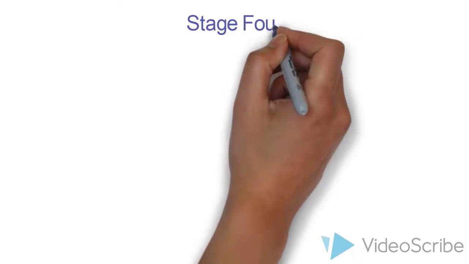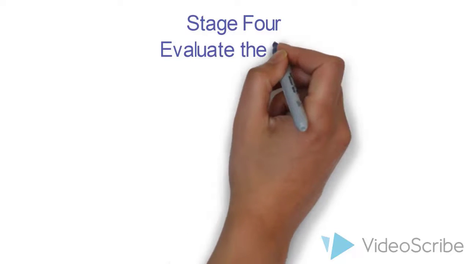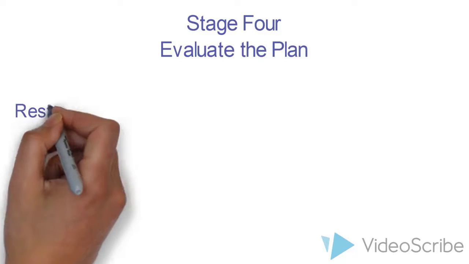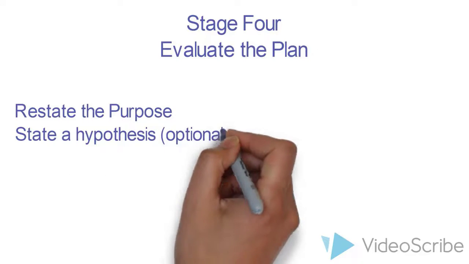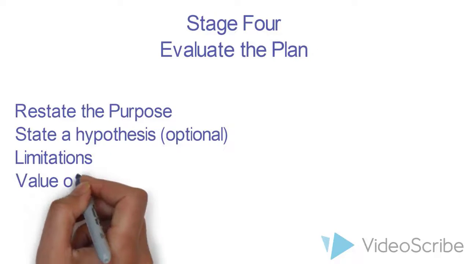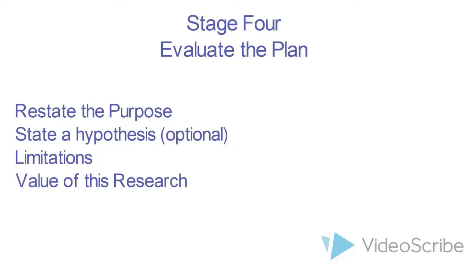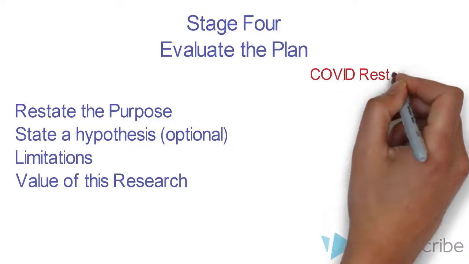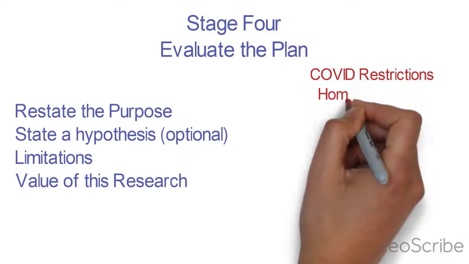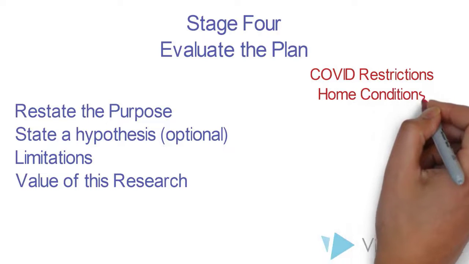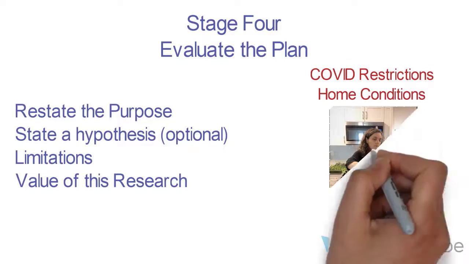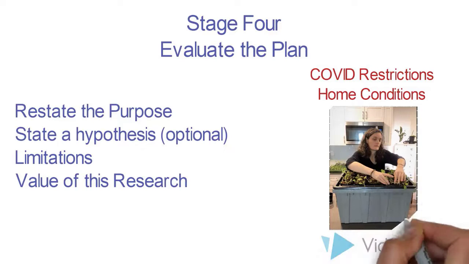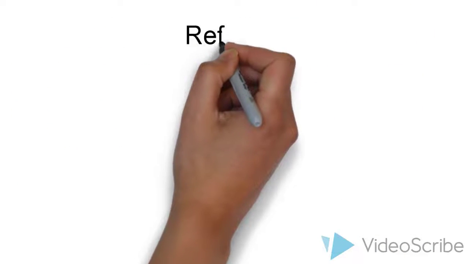That moves on to stage 4. So in stage 4, we're going to do a couple of things. We're going to evaluate the plan, including restating our purpose, stating a hypothesis if you want to, which is a guess, going over your limitations and the value of the research. Some of our limitations might be things like our COVID restrictions, and we're doing this experiment through video under home conditions, but still have a great value to the research.